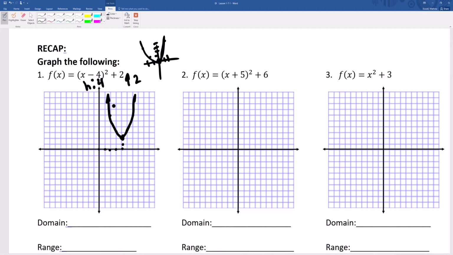Now the domain, right? If I were to smush this, project, project, project, that's going to be -infinity to +infinity, and the range starts there and goes up to infinity. So that'll be from 2 to infinity.